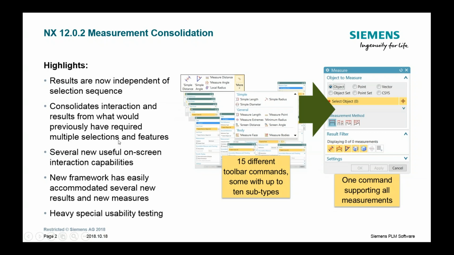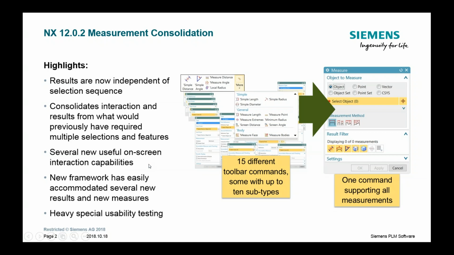The other interesting thing you may notice is that as a result, we consolidate some results that would previously have required multiple features. For instance, selecting a couple of objects, we may show a distance between those objects and an angle between them at the same time. Of course, that used to be two completely different measurement operations, where you had to reselect things twice and so forth.